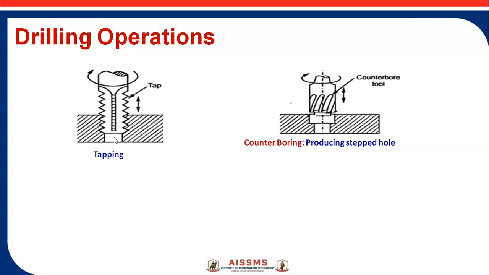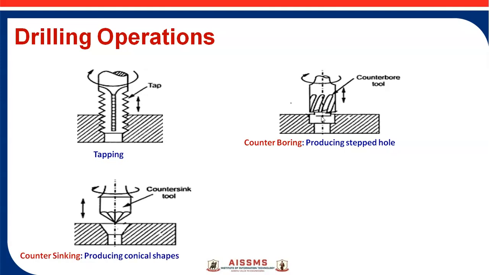Counter boring is the process of enlarging the existing hole to a larger diameter and making the surface at the bottom of the larger diameter flat. Spot facing and counter boring are the same, the only difference being the depth from the horizontal surface to the inner surface. The depth is more in counter boring and less in spot facing.